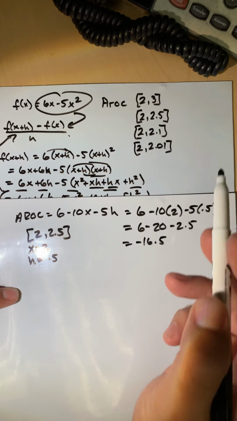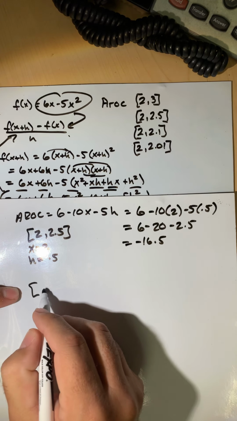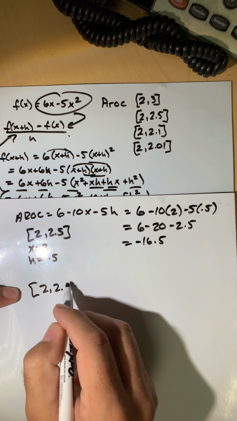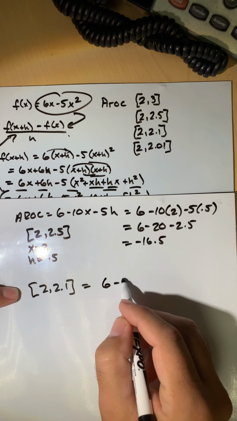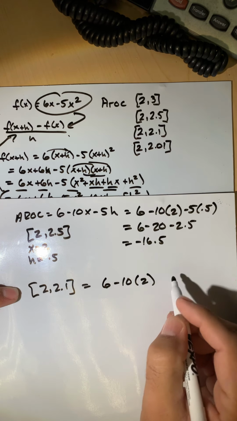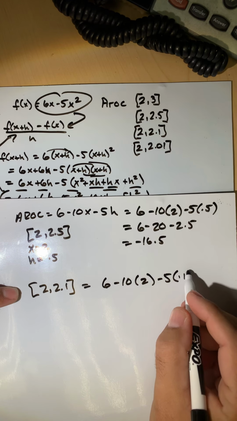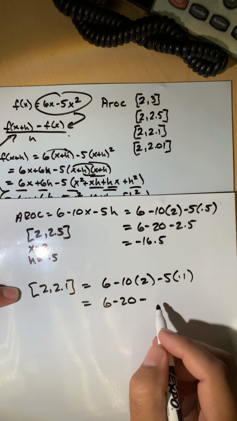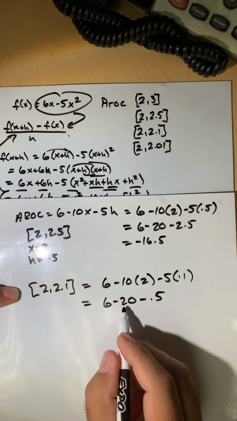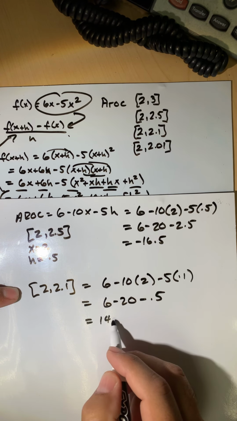And then we're going to do it again. So now I'm going to do that same formula there on the interval from 2 to 2.1. So that's going to be 6 minus 10 times 2 minus 5 times, and then the difference there is 0.1. So I get 6 minus 20 minus a half. So that's negative 20 and a half plus 6, which is negative 14.5.